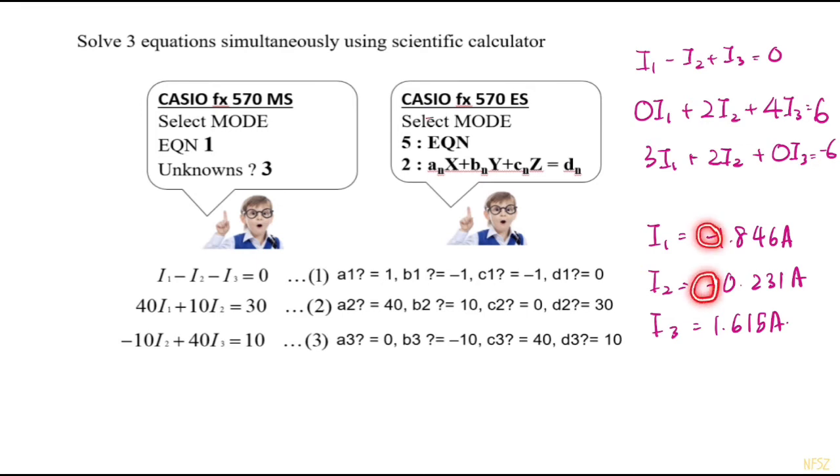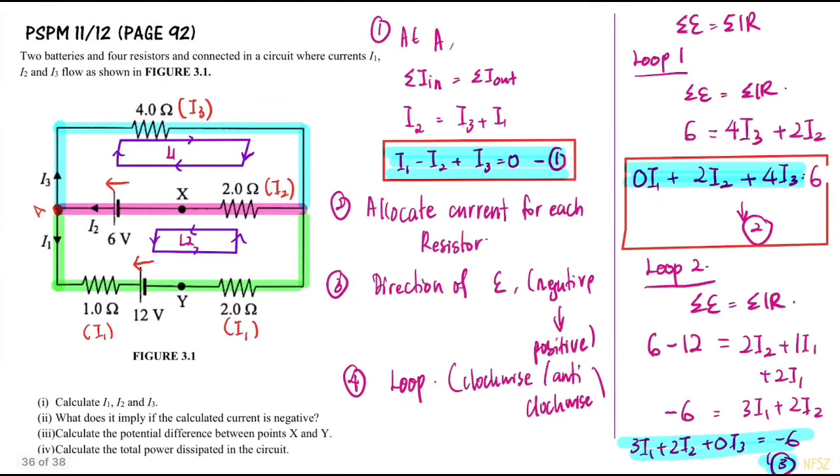Kenapa dapat negatif? Maksudnya, as I said, bila kita buat Kirchhoff's law ni, this is our assumption. Kita assume I3 keluar, I2 masuk, I1 keluar. We assume this thing. So, when we get the value, kita dapat tadi berapa? I1 negative 1.85 ampere, I2 negative 0.23 ampere. Kena tulis unit. So, I3 dapat 1.62 ampere.